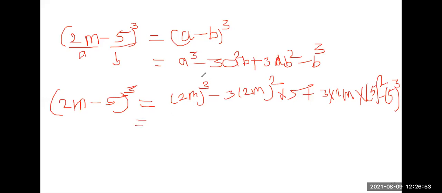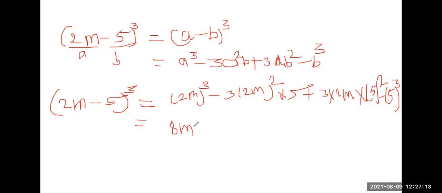While we are doing this, some students make a mistake here. They take just the cube of m or the cube of 2. We have to take the cube of both terms. So 2's cube is 8, so 8m cube.